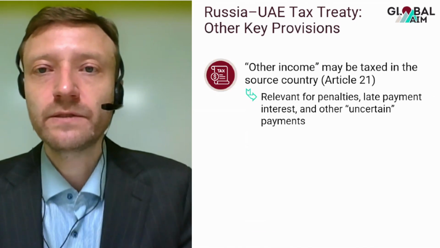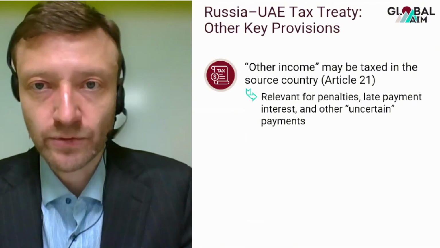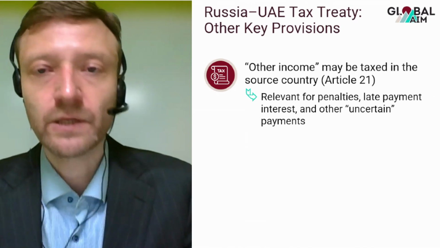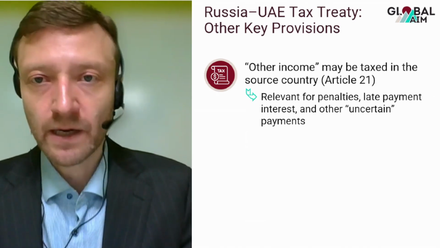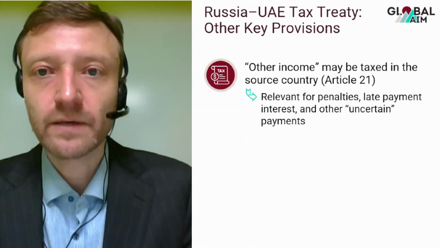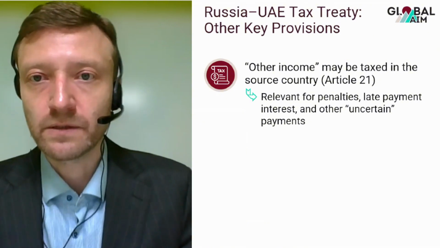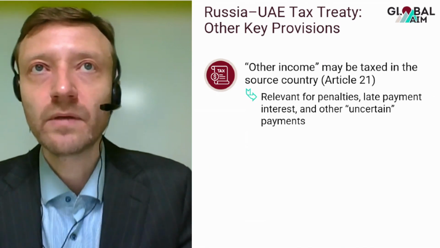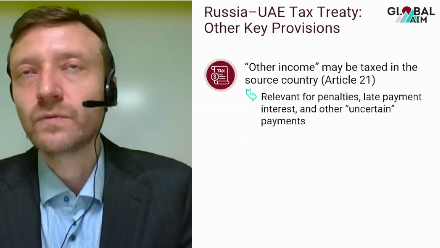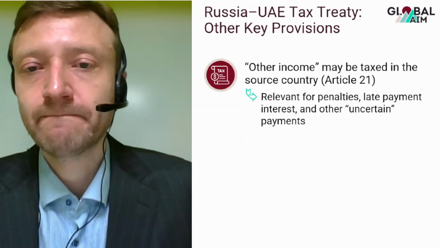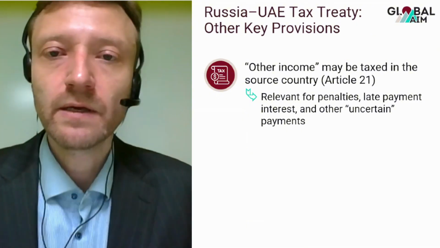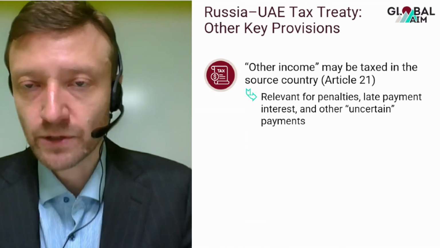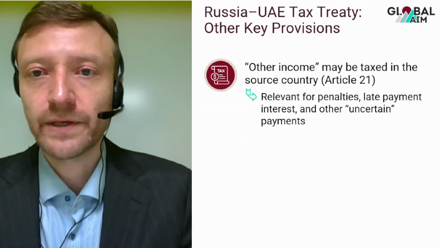What other features does this treaty have? Other income may be taxed in the source country, which is again very common for recent Russian double tax treaties, which means that in case of uncertain payments that cannot be classified as specific payments under other articles of the treaty, this other income may be taxed at source in Russia. For example, penalties and fines under commercial agreements are commonly interpreted by the Russian tax authorities as other income, which is going to be subject to 25%. They are subject to 25% right now as just Russian source income, and after the treaty comes into force, they are going to be subject to withholding tax under this other income article.